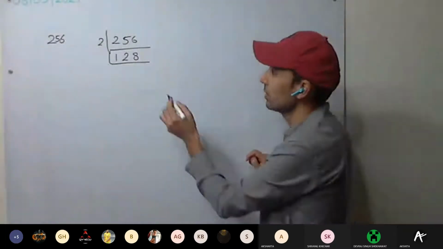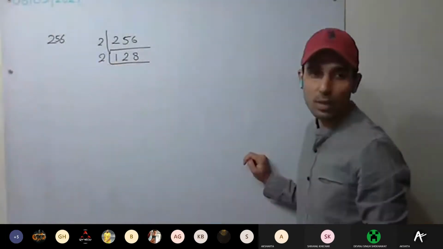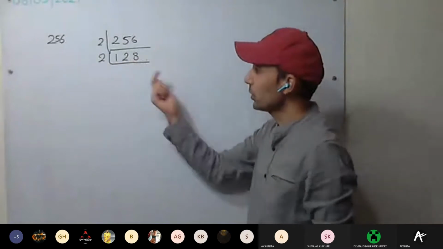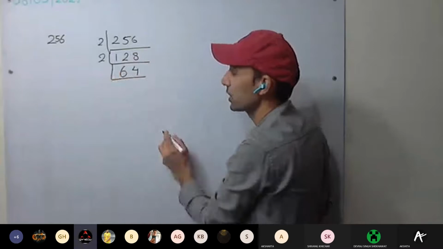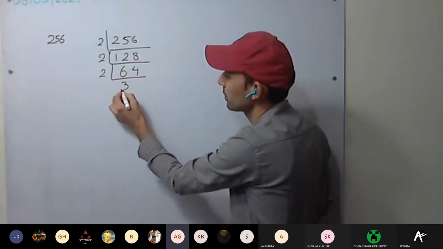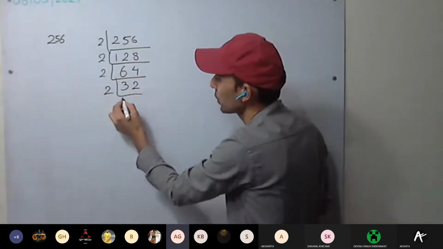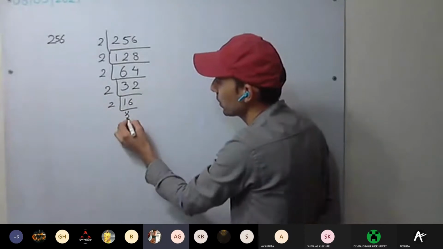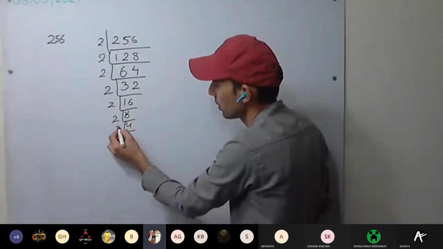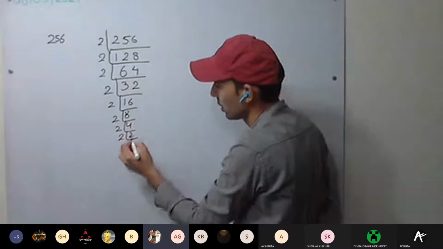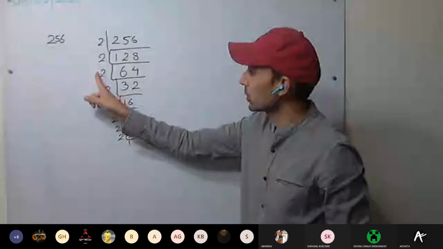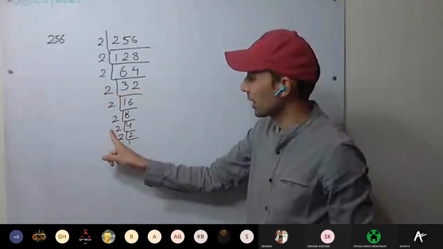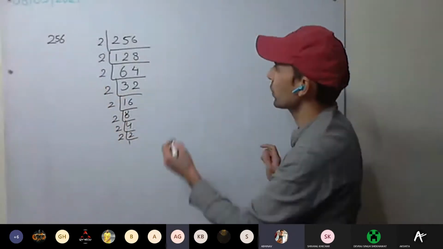Okay, next one. It is divisible by 2. How much are you getting? 64. Next one. 32. 2, 16, 2, 8. 8, 4, 2, 1. Okay. So how many 2s have we got? 1, 2, 3, 4, 5, 6, 7, 8. So 8 times you have to write.